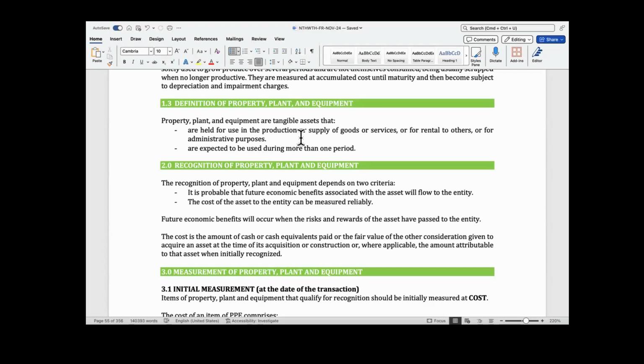And that is where the issue of materiality comes in. If the cost of that stapler is material, you just add it as part of your plant. If it is not, that's why a lot of people just expense it. They will just expense it in the books.